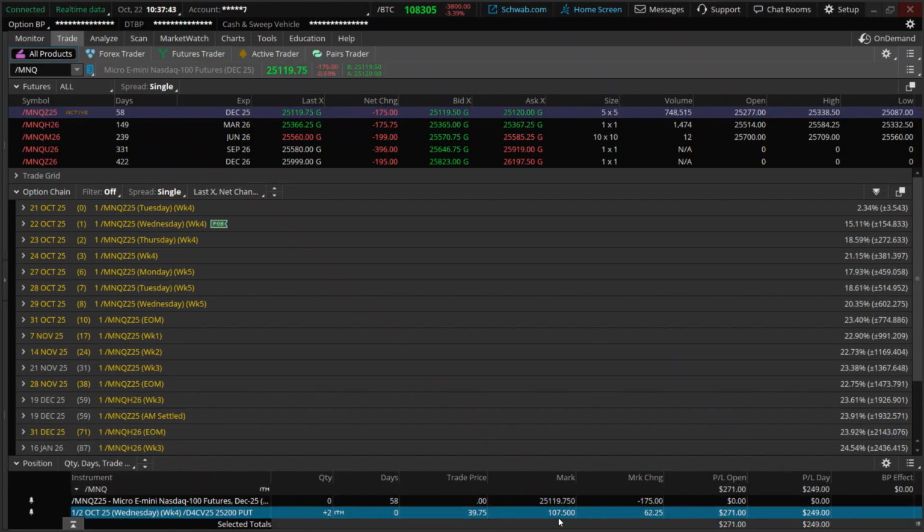The option premium is quoted at $107, whereas I entered at $39.75. There's 0 days remaining. These contracts will expire later today at 5 p.m. Eastern. However, of all of these metrics, the most important one is this one right here, as this contract is now tagged or designated ITM, which is in the money. So this is a profitable trade. So while I'm here, I'm going to go ahead and place a limit order to close this position out.